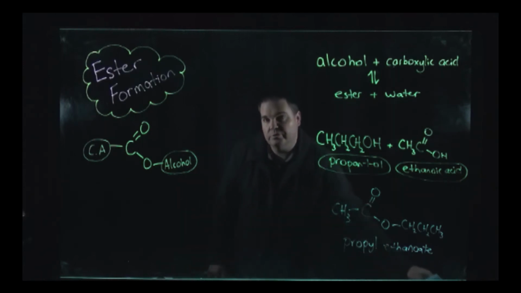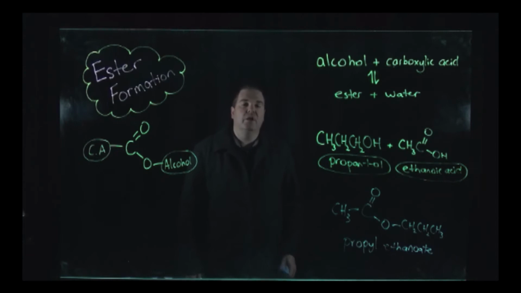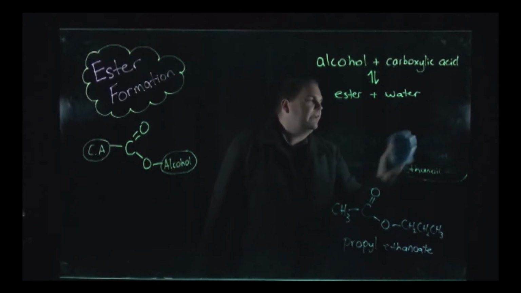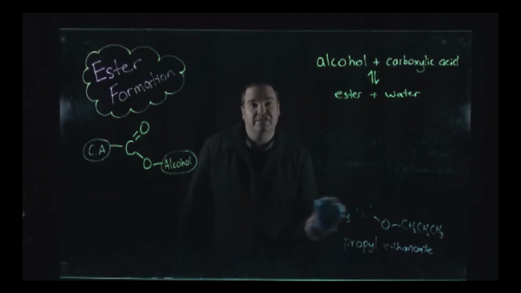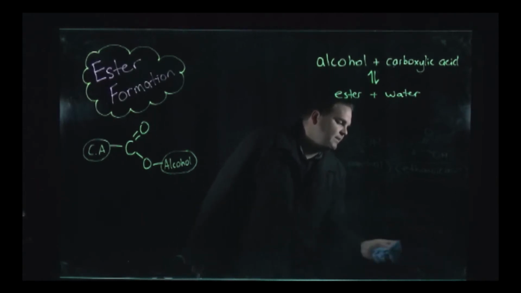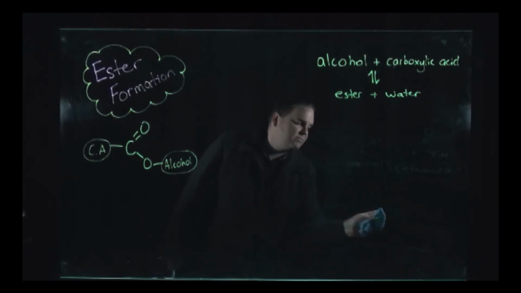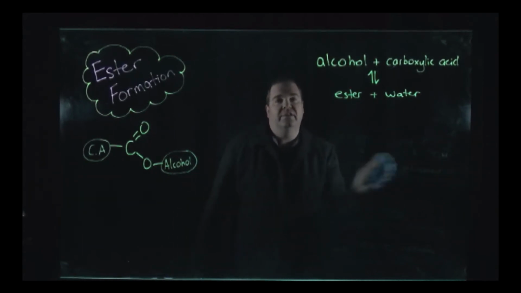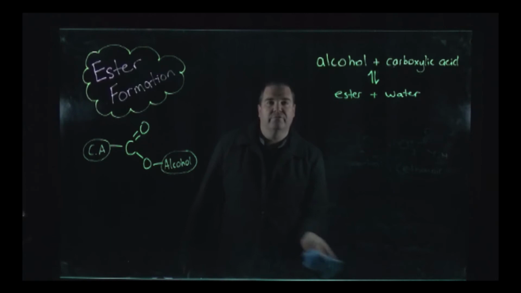What I'm going to do is go through some of the conditions that we generally use for formation of an ester. What you need to know is that because it's an organic reaction, it's very, very slow. If you take your carboxylic acid and your alcohol and just add them together in a beaker, nothing's going to happen. You could leave it there for a really long time.